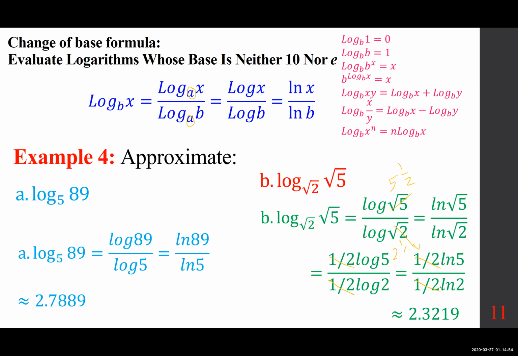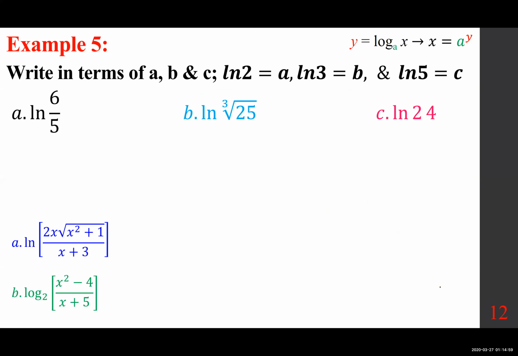We're going to go over the last page quickly. Write in terms of A, B, and C, where ln2 is given as A, ln3 is given as B, ln5 is given as C. So what happens is that you have to decompose this so that it becomes ultimately involved with 2, 3, and 5.